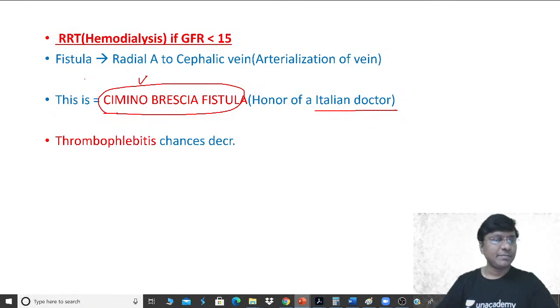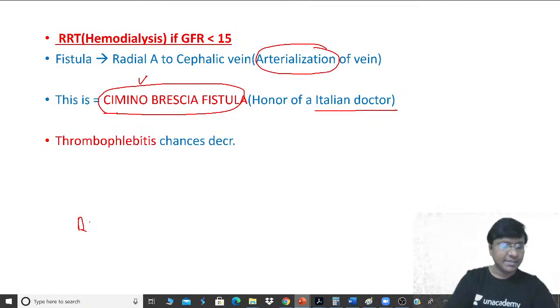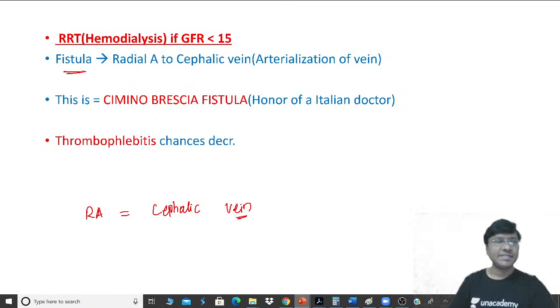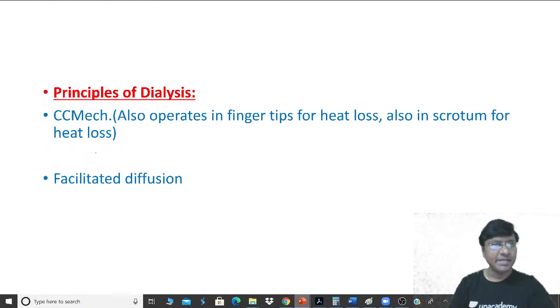So what will happen by placing the fistula? There will be arterialization of the vein. This particular fistula is connected between the radial artery and the cephalic vein. That is your Seminobraccia fistula, and the chances of thrombophlebitis also can be decreased.